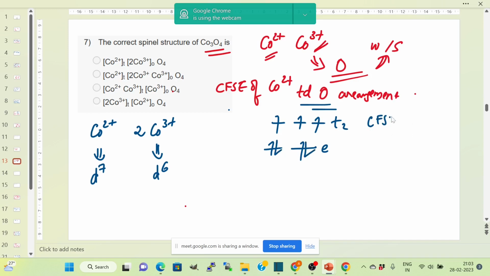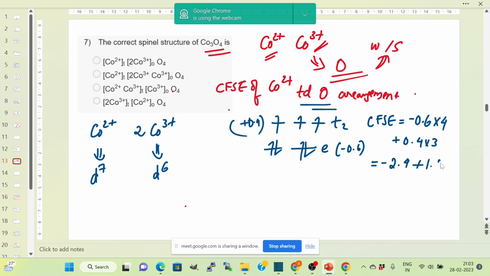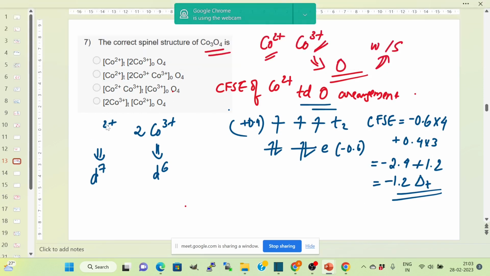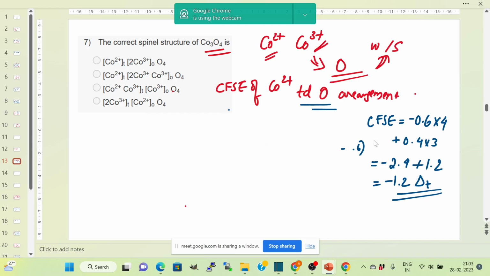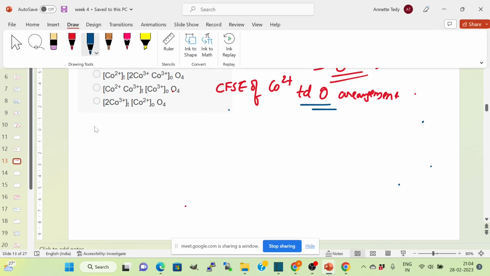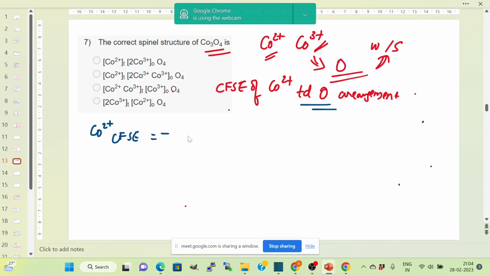Okay, so now we will calculate the CFSE. CFSE for this will be minus 0.6 each for e, plus 0.4 each for t2, right? So here minus 0.6 into 4 plus 0.4 into 3. This will come around minus 2.4 plus 1.2, so minus 1.2 delta T, right? Okay, so I'll just write only that and then I'll remove the remaining part. Yeah. So we already calculated CFSE for cobalt 2+ is minus 1.2 delta T.